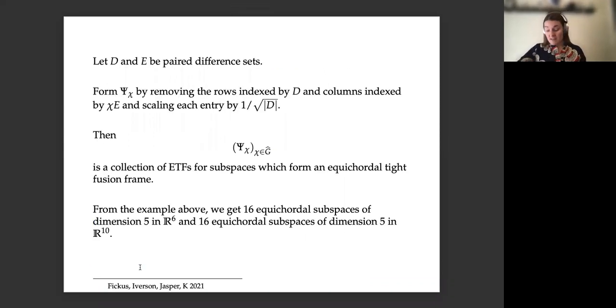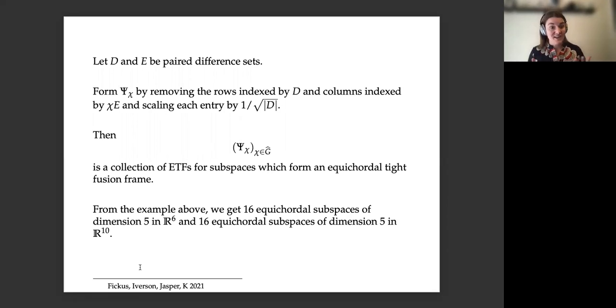So let's go back to this pair of different set collections. We let D and E be pair different sets. So D is a different set in G, E is a different set in the dual, and they play this game together. Then let's form psi sub chi by removing the rows indexed by D and the columns indexed by chi E. So if E is written multiplicatively, then this is chi E. If it's written additively, it would be chi plus E. So we're just shifting around this different set by each possible element of the dual group. And then we appropriately scale the vectors so that they're unit vectors.